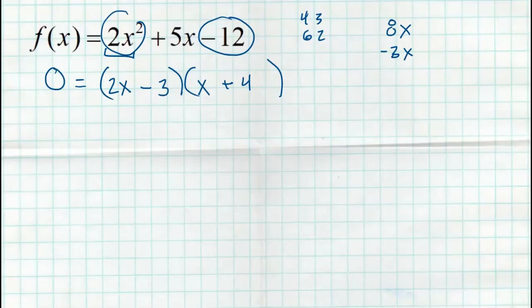But be careful if you tried some other options and it didn't work. Maybe I should have tried one that didn't work so you could see it. But again, you're trying different ways that you can incorporate the 4 and the 3 or the 6 and the 2 that's going to generate the 2x squared in the front, negative 12 in the back, and that 5x in the middle. Looks like I found it on the first try.